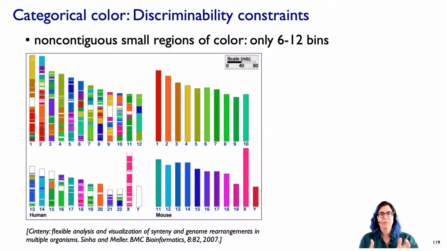Here's an example out of a bioinformatics paper where there was an attempt to use 20 different colors. When you look at the right side, which is the mouse genome, there's 1 color per chromosome, and it seems perfectly reasonable. Even though the distinctions between the greens are pretty subtle, you can see in the legend that you can distinguish between them.